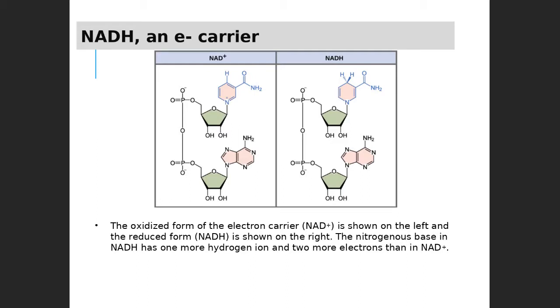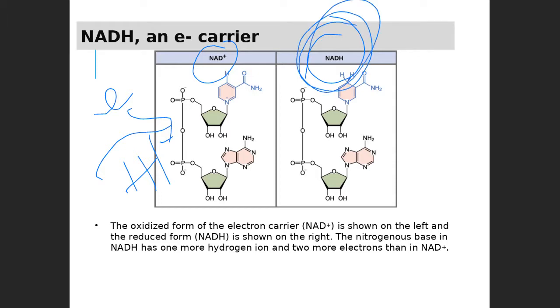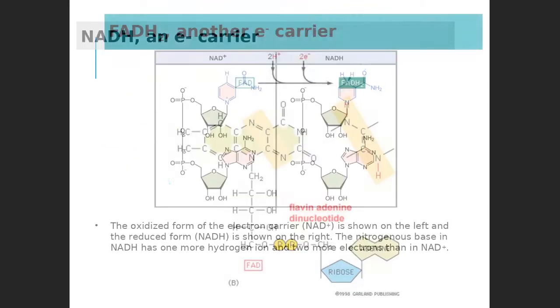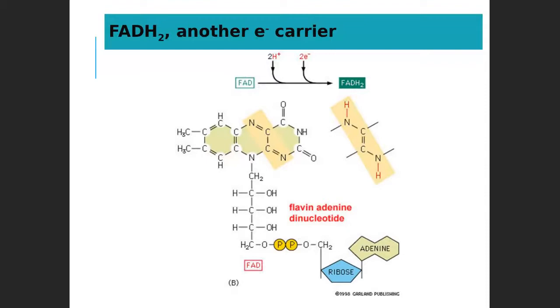So when NAD plus is reduced to NADH, it accepts the electrons. Of course, the electrons are coming and the H plus also is coming, so they are going to be NADH. So is FAD, which is also another acceptor of electrons. The flavin adenine dinucleotide is going to accept also, going from FAD to become FADH2.